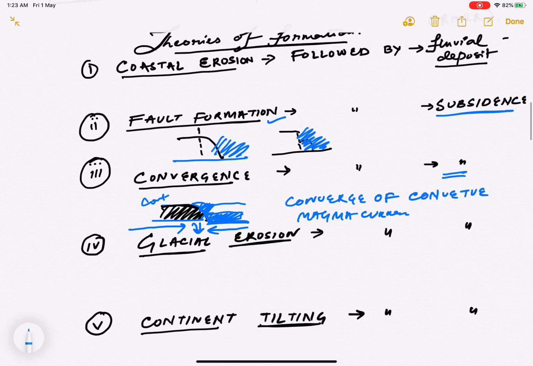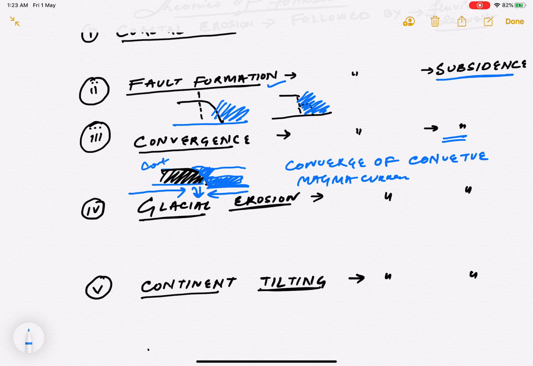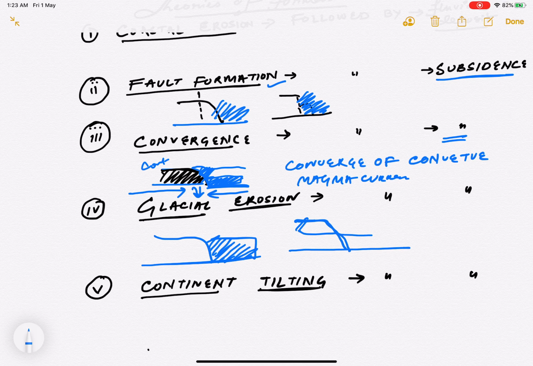Next is glacial erosion. What is this glacial erosion? First of all, let us understand: this is your continental margin, and this is your ocean. What happened during the glacial period is that there is a rise in the level of the continent, whereas there is a fall in the level of the water, and this part of the continent is eroded by none other than your glacier.